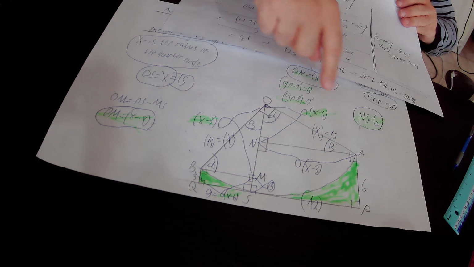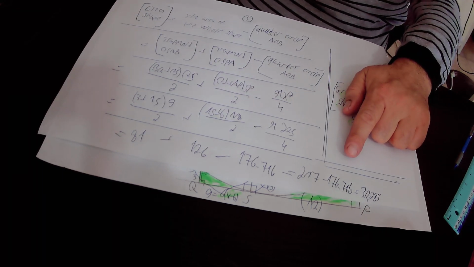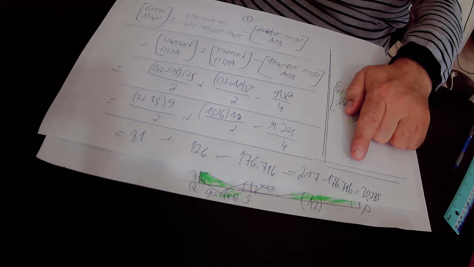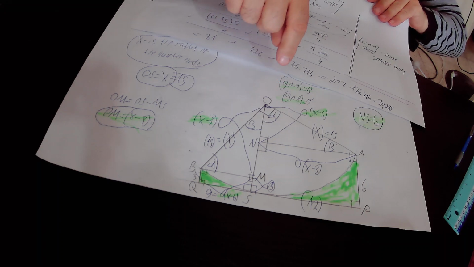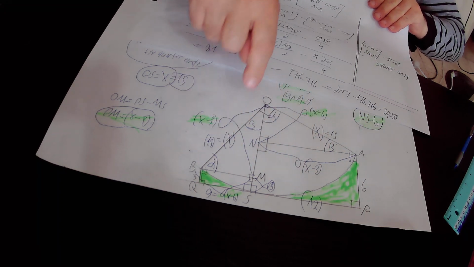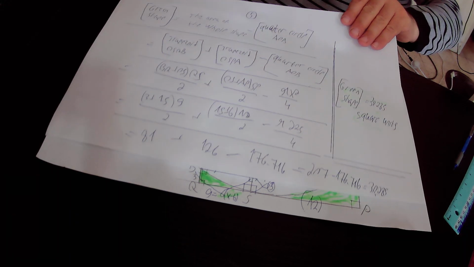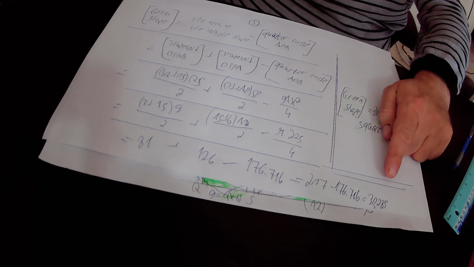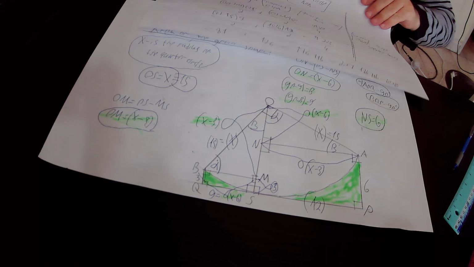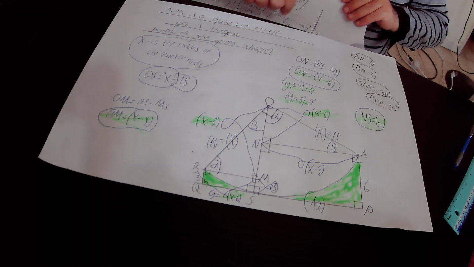So the area of this whole shape equals 207 square units minus the area of this quarter circle. And we have already found out that the area of the quarter circle equals 176.716 square units. So the area of the whole shape, that is 207 square units, minus the area of this quarter circle AOB, that is 176.716, equals the area of the green shape. So 207 minus 176.716 equals 30.285. So the area of this green shape, in total, is 30.285 square units.